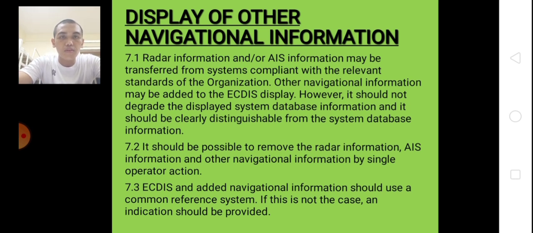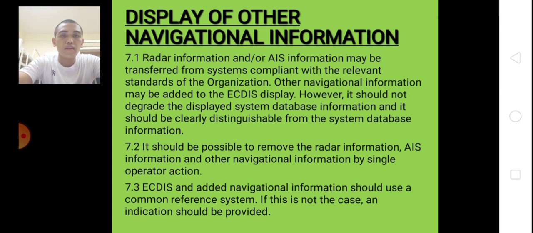So 7.1, radar information and or AIS information may be transferred from systems compliant with the relevant standards of the organization. Other navigational information may be added to the ECDIS display. However, it should not degrade the displayed system database information, and it should be clearly distinguishable from the system database information. Next, in 7.2, it should be possible to remove the radar information, AIS information, and other navigational information by single operator's action.